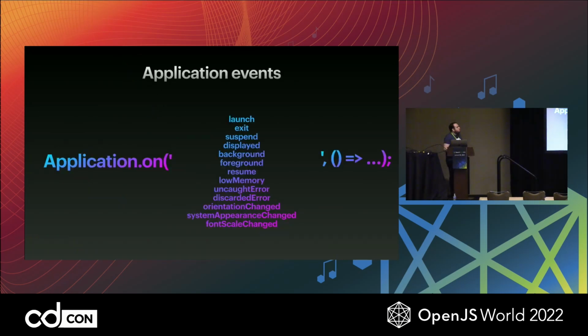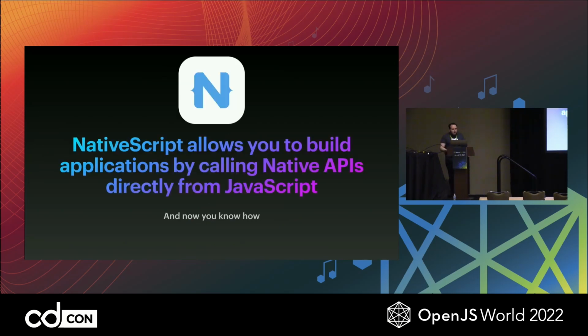And NativeScript core allows you to handle these events pretty much seamlessly. So you're going to put in your main.ts application events: launch, exit, suspend, display, background, foreground, resume, low memory. So many events, and there are many other events that are not directly from the application that you can bind. But essentially, using NativeScript core, you can focus on what you need to do when those events fire, and not exactly how they're being fired. So in essence, NativeScript allows you to build applications by calling native APIs directly from JavaScript. And now you know how.